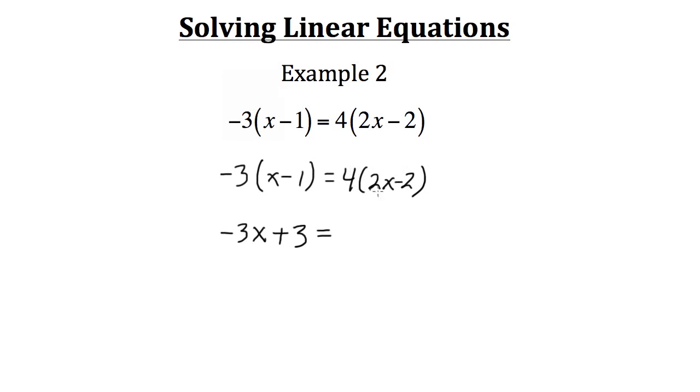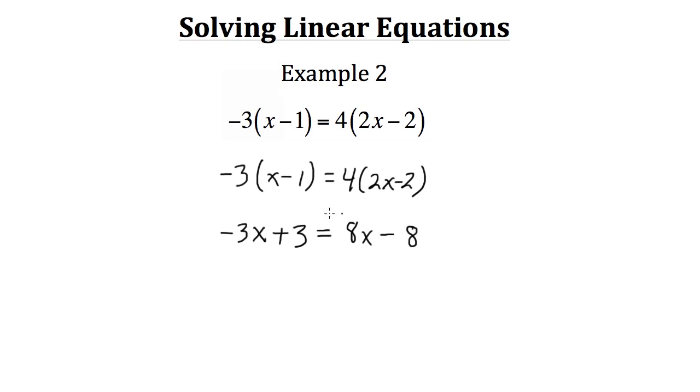Now let's distribute it on this other side. We have a 4 times a 2x, that'll give us an 8x, and then 4 times a negative 2. A positive times a negative gives us a negative, and then the 4 times 2 is 8.